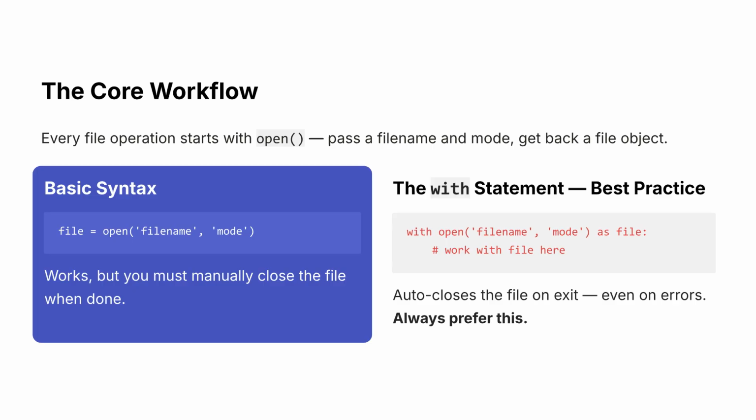Let's get into it. So everything in Python file I/O starts with the built-in open function. You pass it a file name and a mode, and it hands you back a file object. Simple enough. Now, you can just call open directly and assign it to a variable. That works, but you'd have to remember to call .close yourself. And trust me, you'll forget.